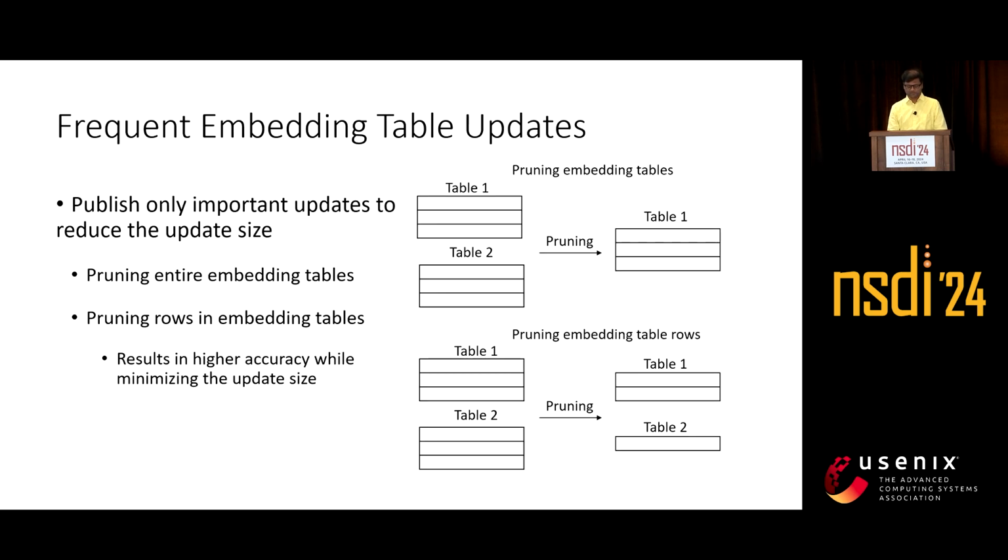One of the main techniques we use to reduce the embedding table update size and make frequent publishing feasible is to publish only the important updates. To select the important embedding table updates, we looked at two ways to prune the embedding tables. One, pruning the entire embedding tables. Second, pruning embedding table rows. We found that pruning the embedding table rows results in higher accuracy while minimizing the update size.